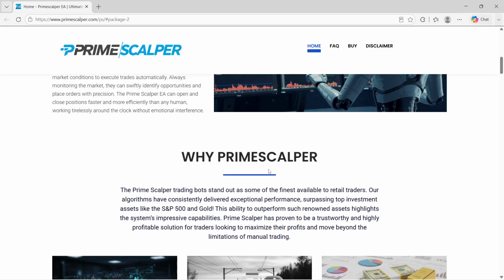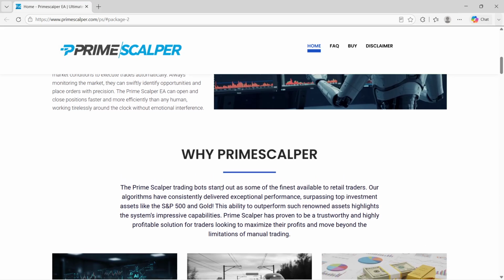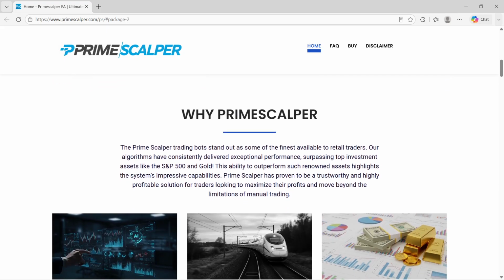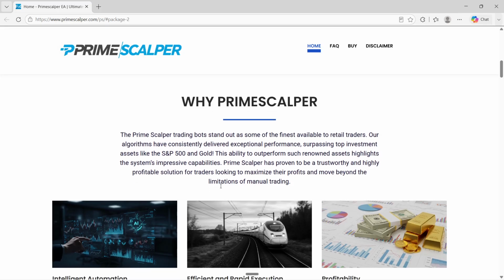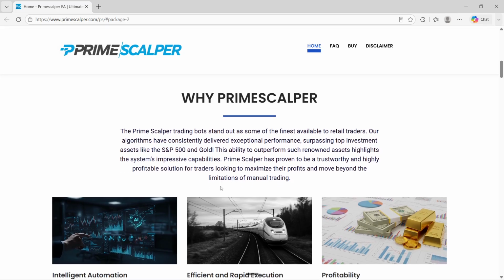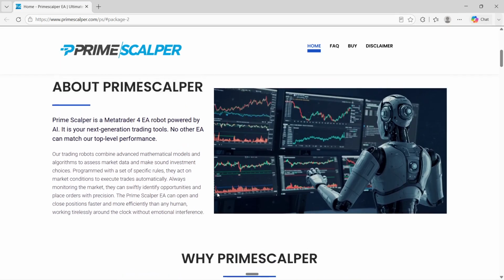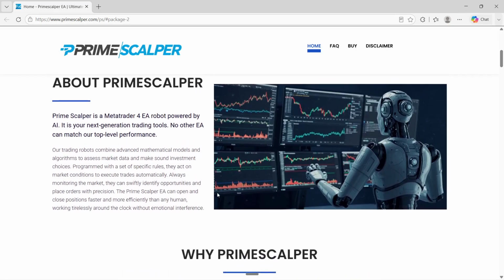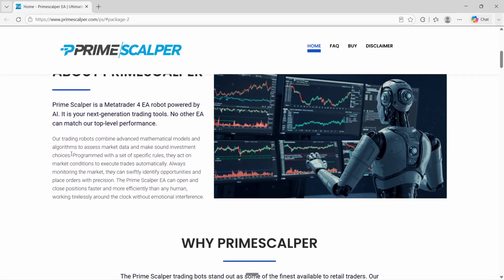It is designed for the 1 minute time frame and supports several major pairs. The developer emphasizes built-in capital protection, continuous market monitoring, and the ability to run 24/7 without emotional interference. Default settings lean toward fixed or compound lot options with risk control. So as you can see, the EA is programmed with a specific set of rules, and they act on market conditions to execute trades automatically.